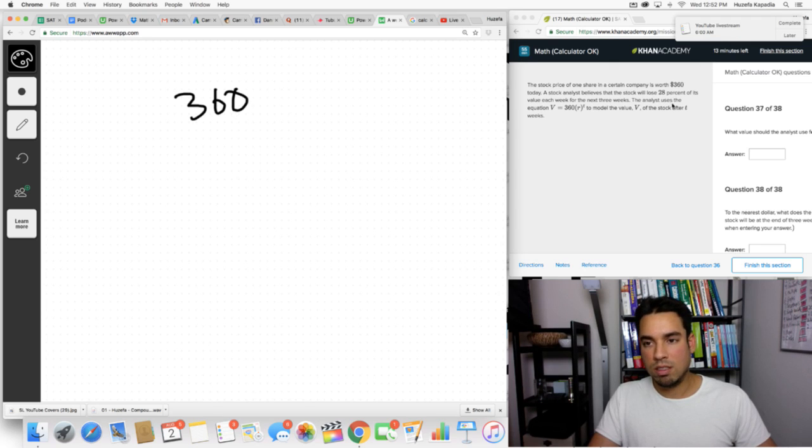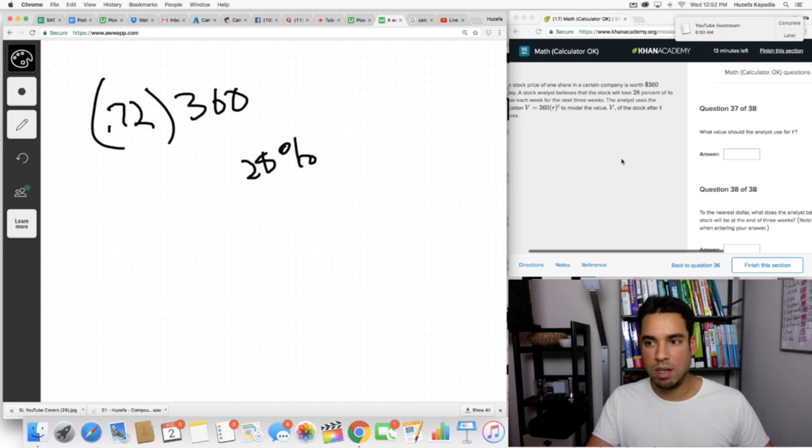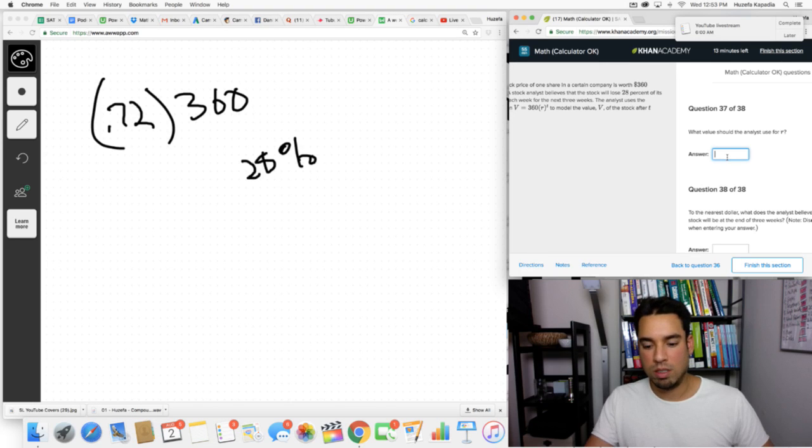The stock price of one share in a certain company is worth 360. A stock analyst believes that the stock will lose 28% of its value each week. So basically, it's dropping down to 72% of its original value each week for the next 3 weeks. The analyst uses this equation, 360 r^t, to model the value after 2 weeks. That r is not 28%. That r is going to be what remains, which is 0.72, by the way. It's very important, because if you do it the other way, it gets small very quickly. It's not right. So what should the value of r be? It should be 0.72, as I just stated.